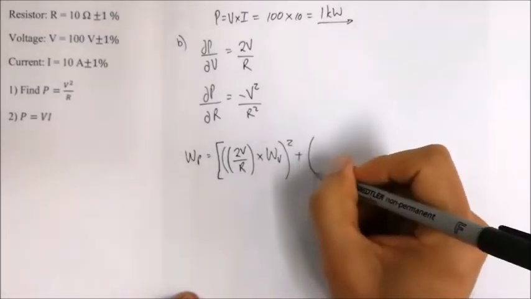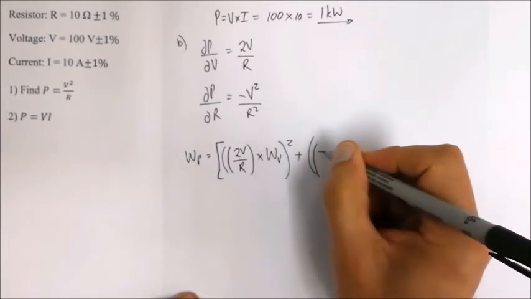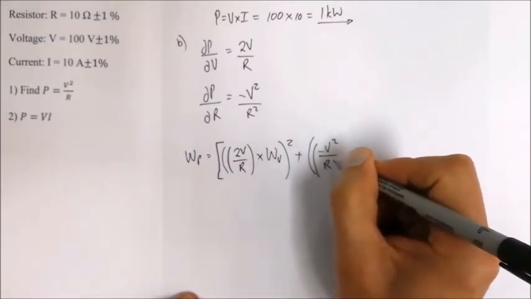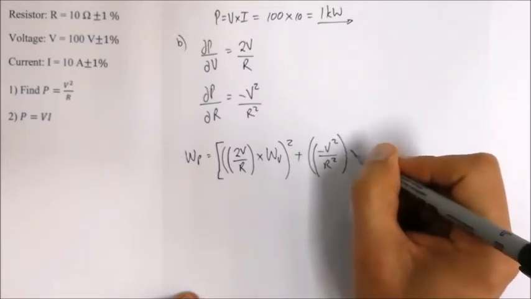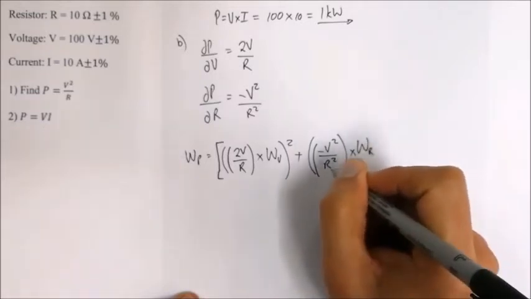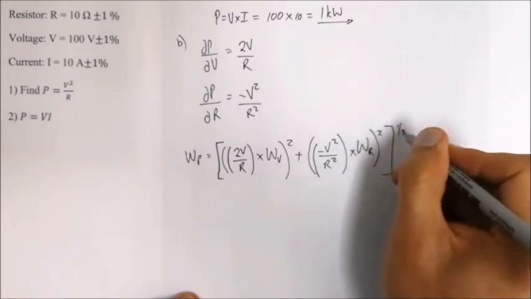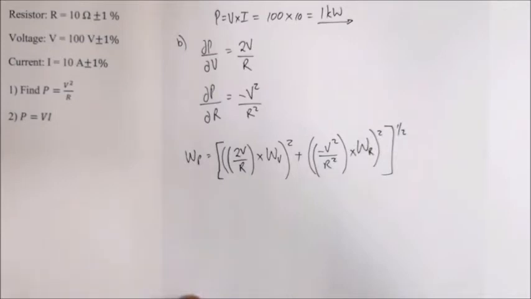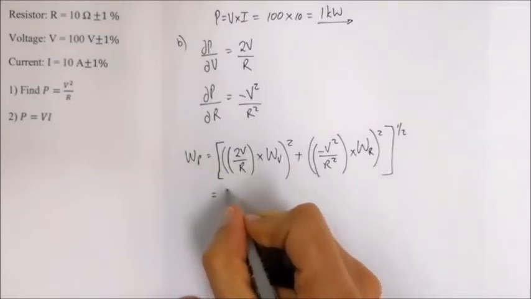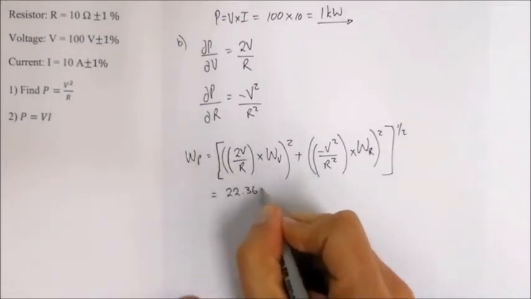Plus minus V squared over R squared, multiplied by the weighting factor of the resistance. So we've got to square all that, and then we've got to take the square root of all that. Now I'm going to leave it as an exercise for you to calculate those weighting factors correctly and substitute the values correctly, which shouldn't be too difficult, but you will see that the final answer would be equal to 22.36 watts.